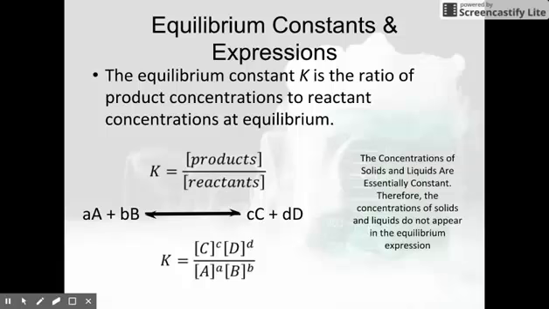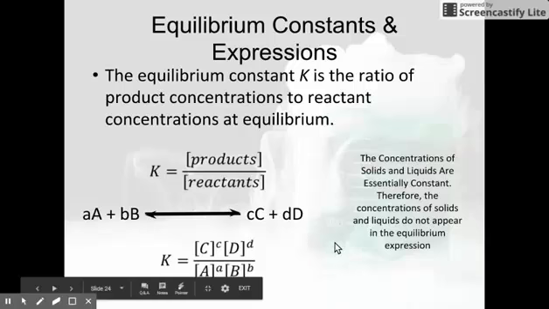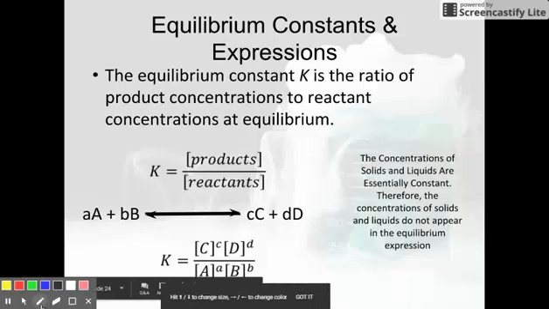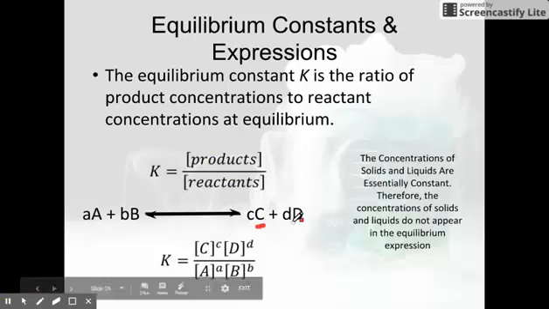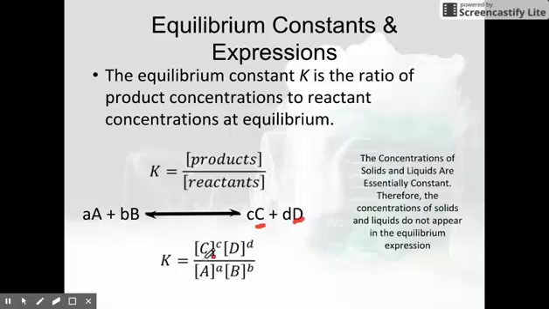This is a capital K, and it's just the ratio of our product concentrations over our reactant concentrations, raised to their coefficients. The one thing we have to remember when we're writing these: our products in this case are C and D. Brackets mean concentration, and they're raised to their coefficients. So A and B are our reactants, raised to the powers of their coefficients.